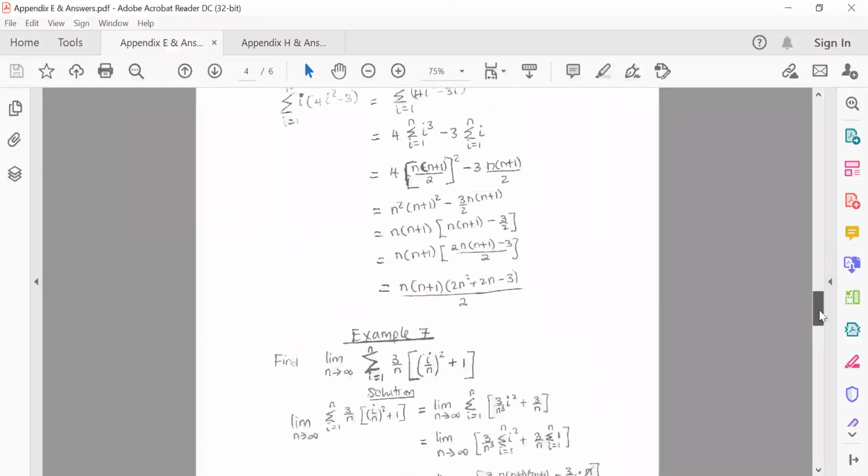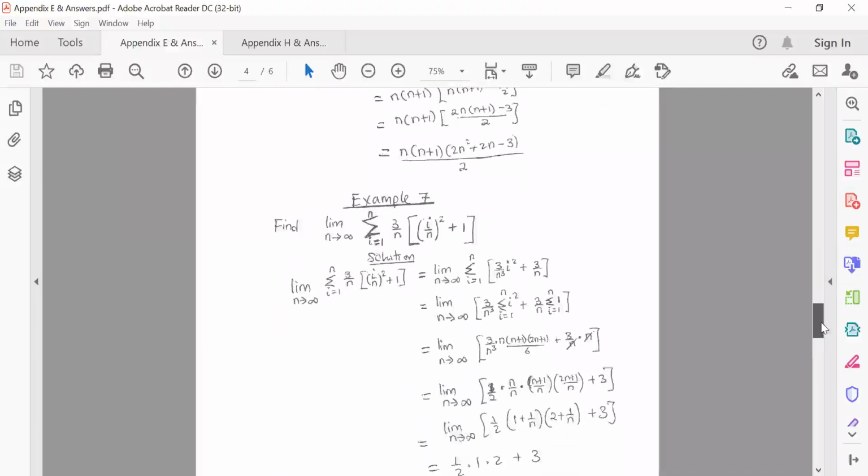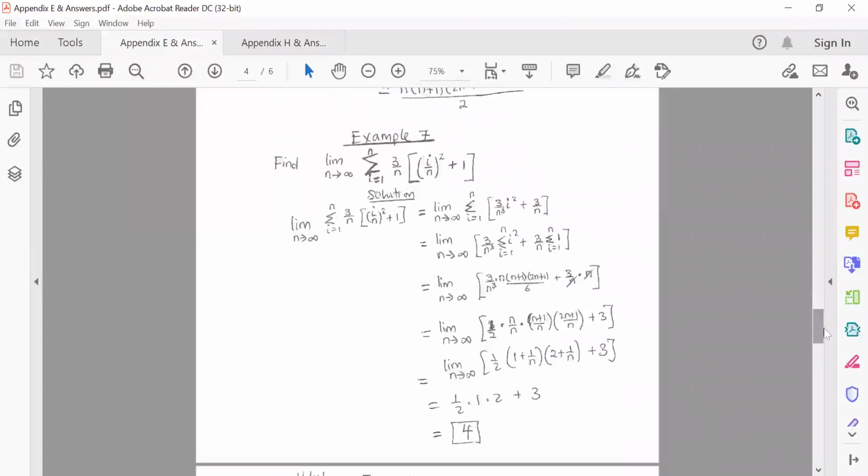So example 6, guys, you need to take note of that. For example 7, you need to take even more note.